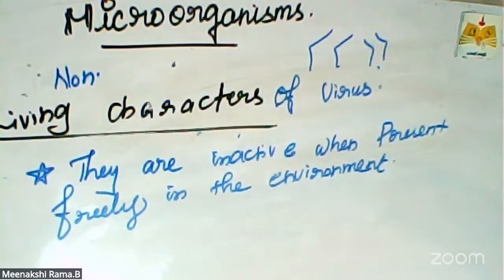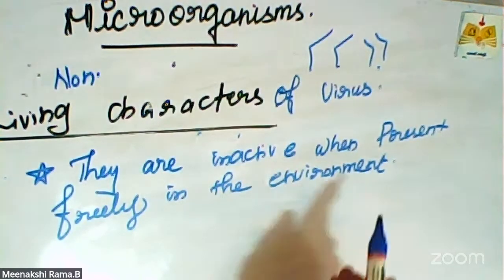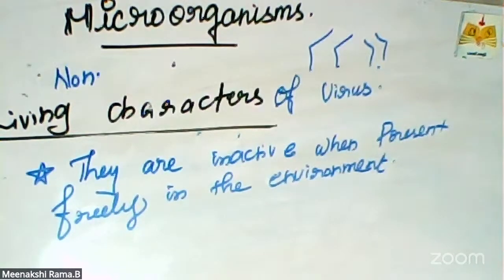The characteristics of viruses are divided into two: living and non-living. Living characters: they respond to heat, chemical, and radiation. Second living characteristic: they reproduce the new virus inside of the host cells. Non-living characters: they are inactive and present freely in the environment. Second, they can be crystallized and stored for a very long time like non-living things. So these are all the points of a virus.